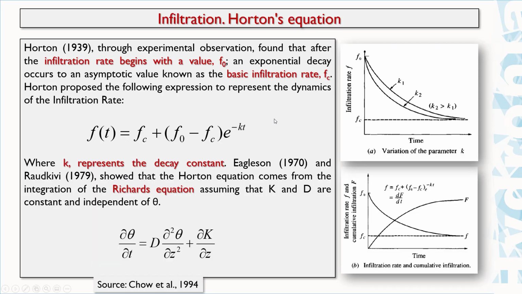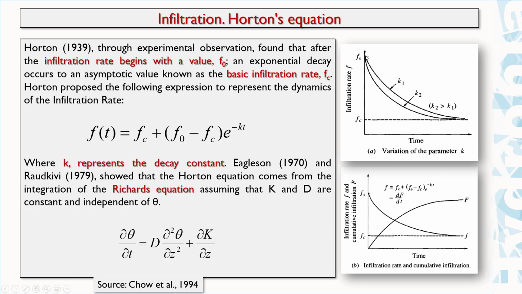The first equation is the Horton equation, maybe the most popular equation. Through experimental observation, Horton found that the infiltration rate begins with the value of F0. We can see this graph here where we have time in the abscissa and infiltration rate in the ordinate, and then we have a value of F0, that is the initial infiltration rate.